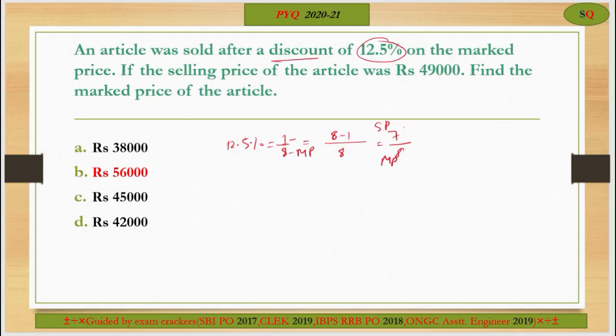So 7 is 49,000. By what multiplying with 7 gives us 49,000? It is 7,000. So multiply 7,000 with 8, it gives us how much? 56,000. So the market price is 56,000. Next question.